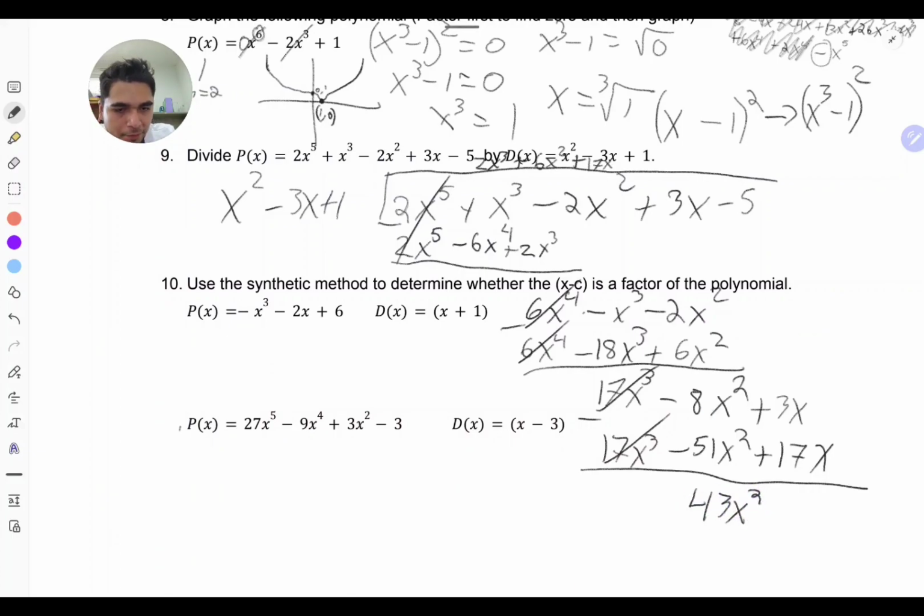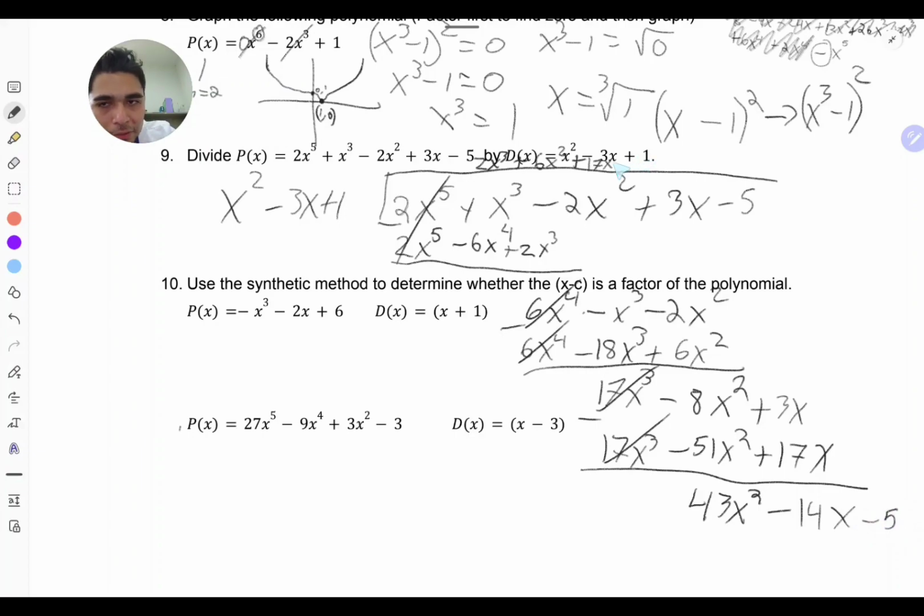43x squared, okay? Sorry, 43x squared, and then, of course, 3 minus 17. 3 minus 17 is just the same thing as 14, so negative 14. So negative 14x. And now bring down the 5, so minus 5.